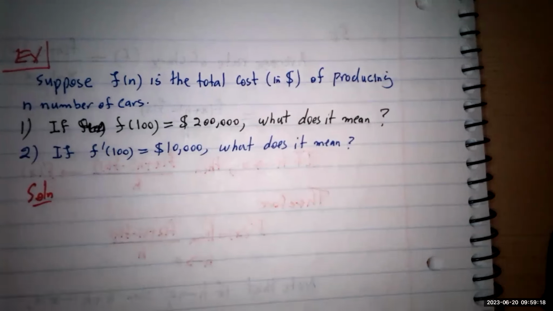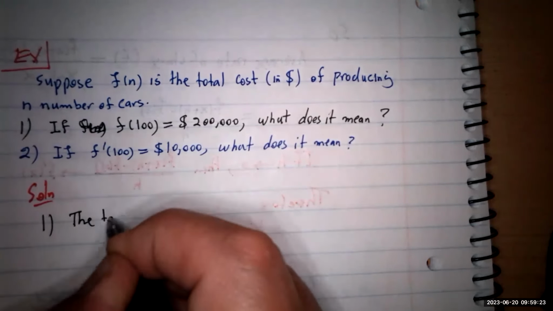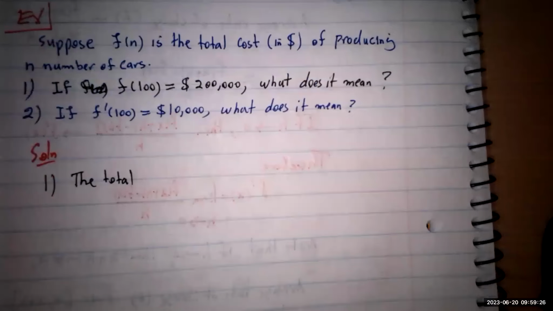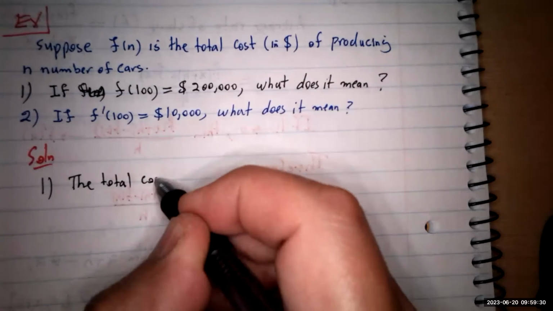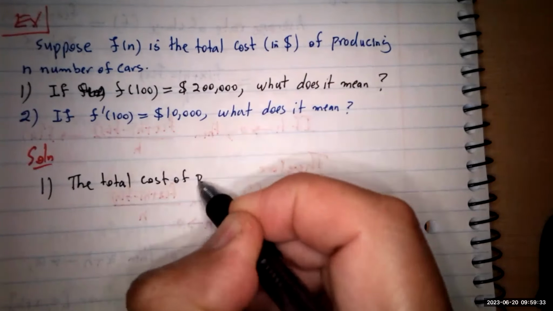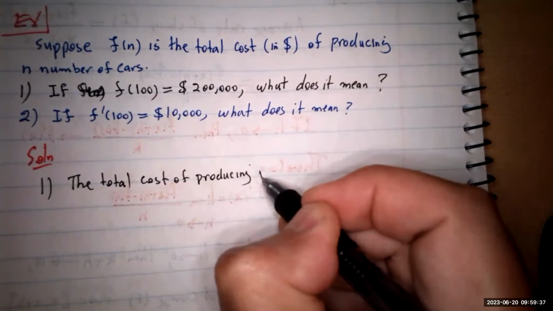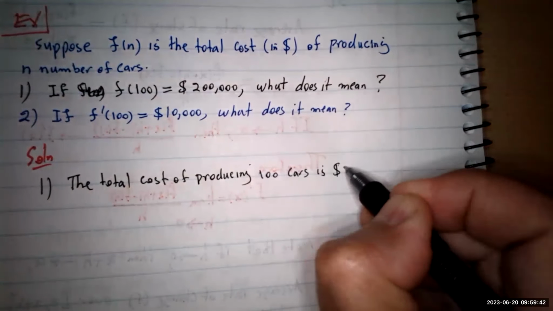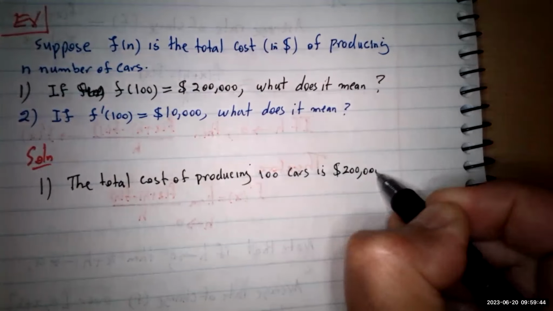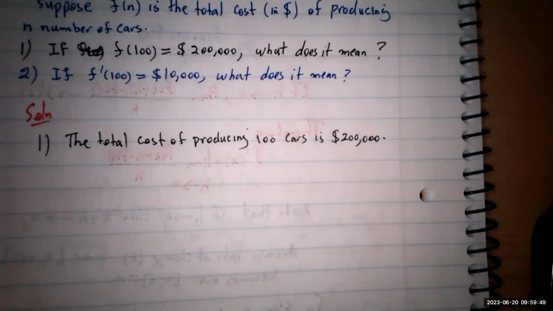So the first part, yes, the total cost, different version. I like this one. Your version was also fine. The total cost of producing 100 cars is $200,000. That's it. You see, that's precise, and that's past, if you like. You produce it, and then you get these numbers.